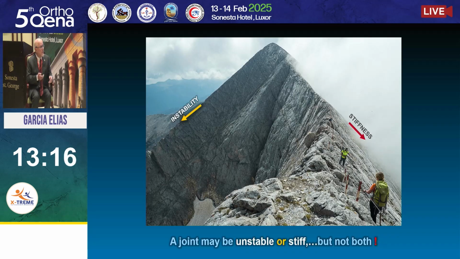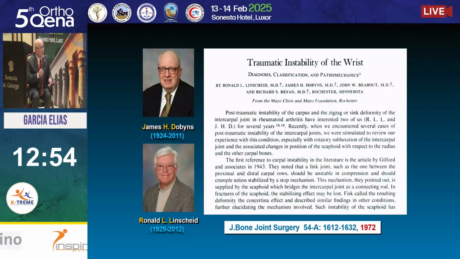Because instability is something like that. Either you have stiffness or you have instability. If you have something that is stiff, that means that it will become sooner or later fixed, and there will be no instability. So we should always keep in mind that sentence: a joint may be unstable or stiff, but not both.